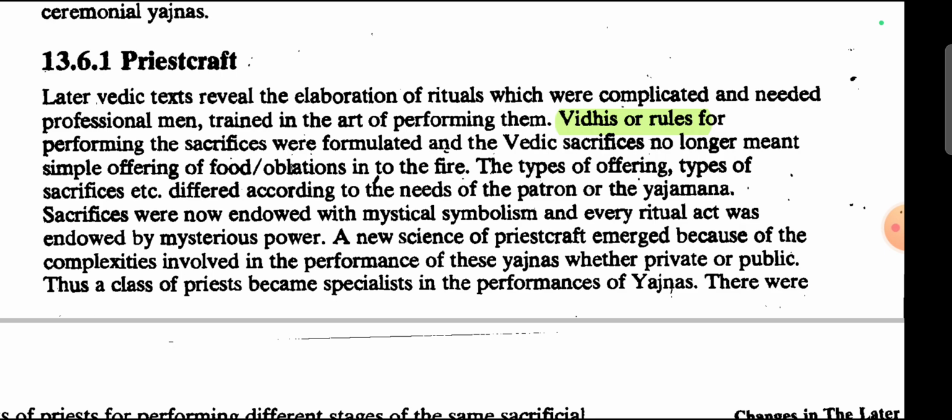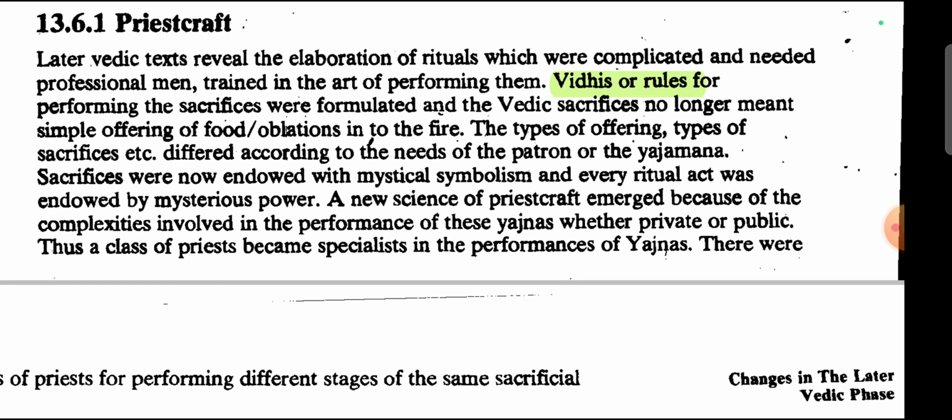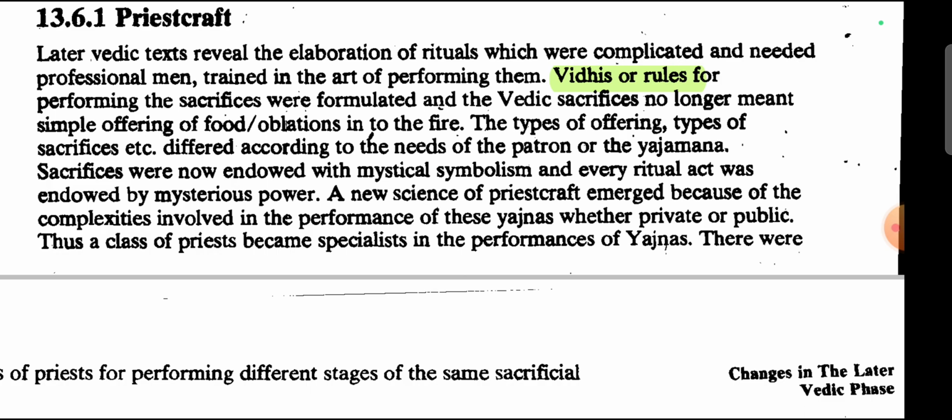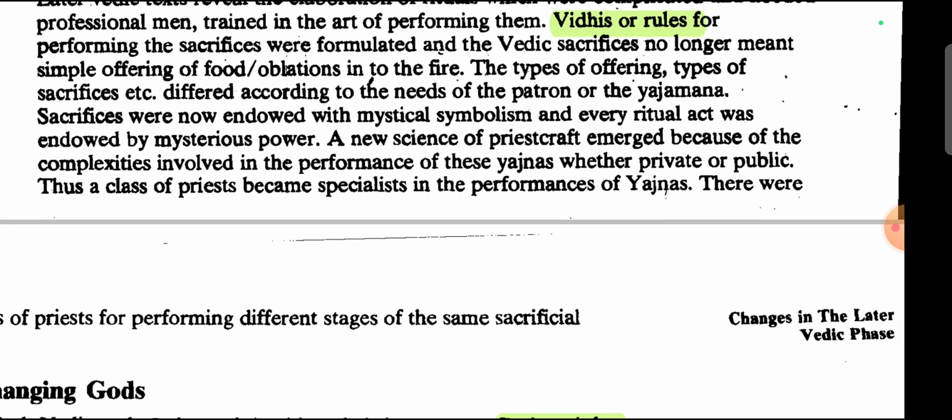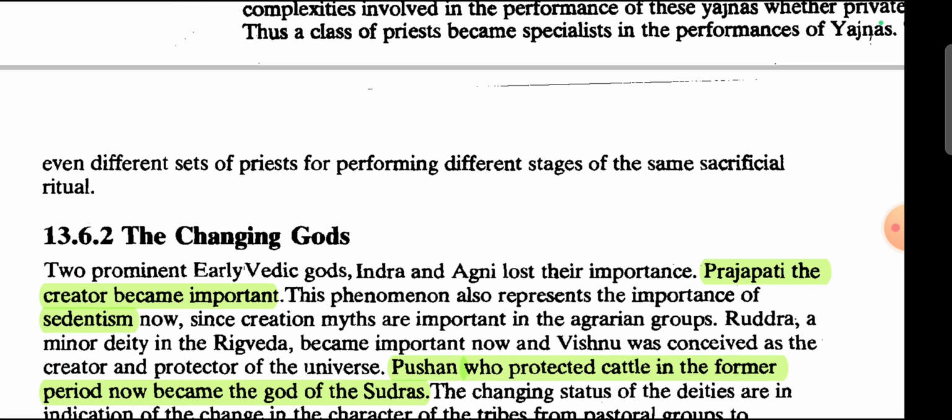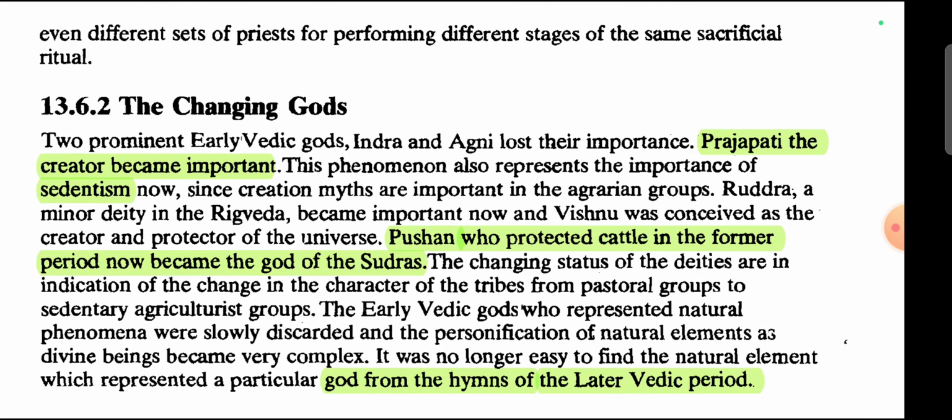Priestcraft. Later Vedic texts reveal the elaboration of the rituals, which were complicated and needed professional men trained in the art of performing them. Vidhis, or rules for performing the sacrifices, were formulated, and the Vedic sacrifices no longer meant simple offering of food, oblations into the fire. The types of offering, types of sacrifices, etc., differed according to the needs of the patron or the Yajman. Sacrifices were now endowed with mystical symbolism, and every ritual act was endowed with mysterious power. A new science of priestcraft emerged because of the complexities involved in the performance of these yajnas, whether private or public. Thus, a class of priests became specialists in the performance of yajnas. There were even different sets of priests for performing different stages of the same sacrificial ritual.